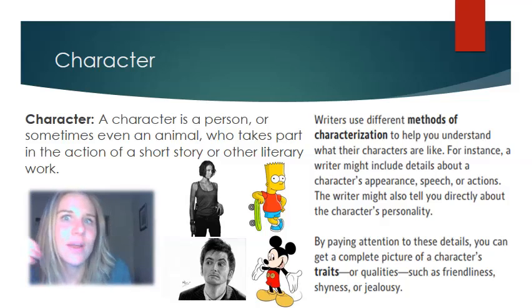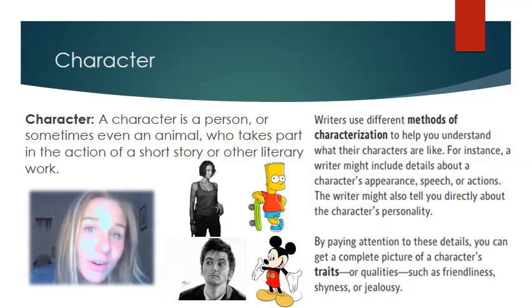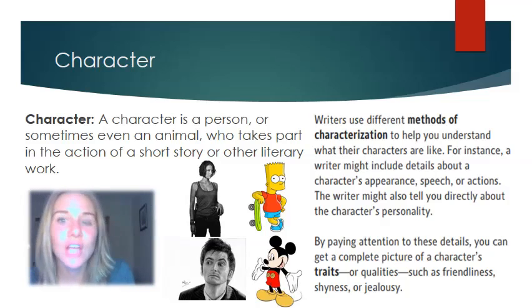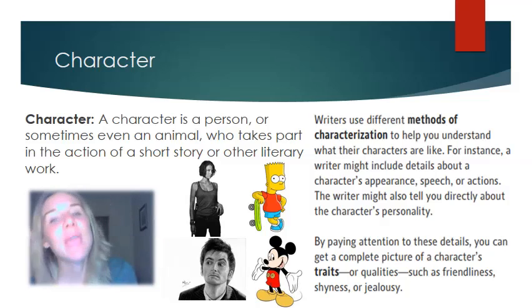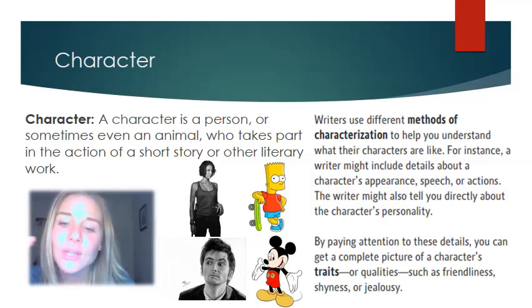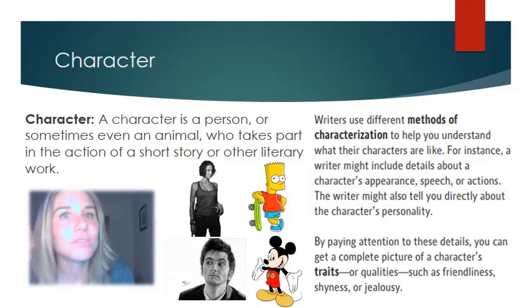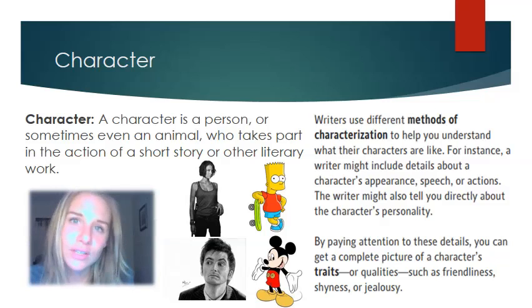For instance, a writer might include details about a character's appearance, speech, actions. The writer might also tell you directly about the character's personality. And by paying attention to these details, you can get a complete picture of a character's traits or qualities, such as friendliness, shyness, or jealousy.